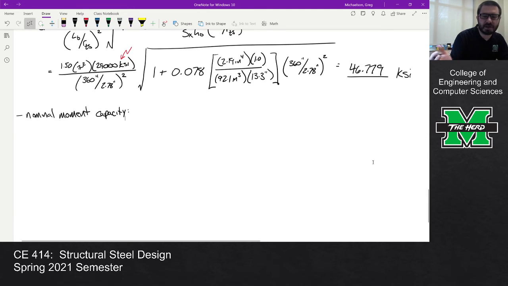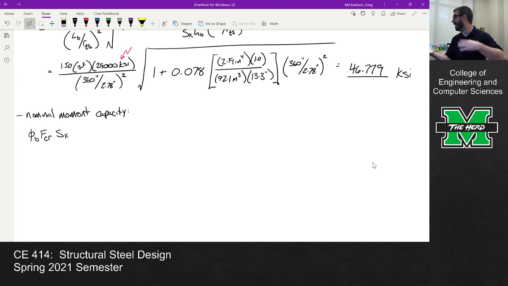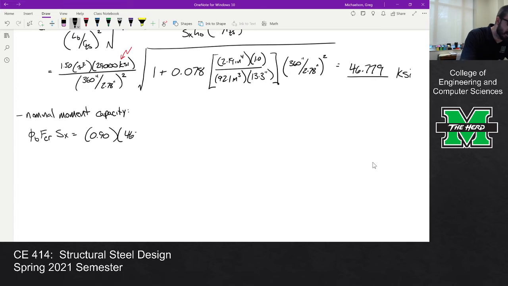So in order to determine the nominal moment capacity, the first thing that we're going to do is compute that. Because remember, the nominal moment capacity is the minimum of this and Mp. So this is 0.9, this is 46.779 ksi, and this is 92.1 inches to the third.